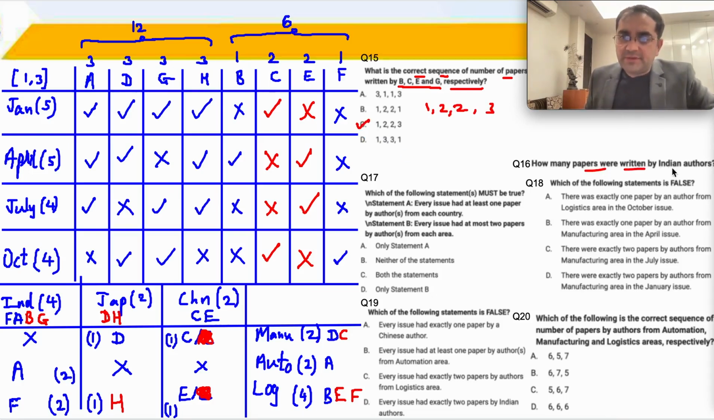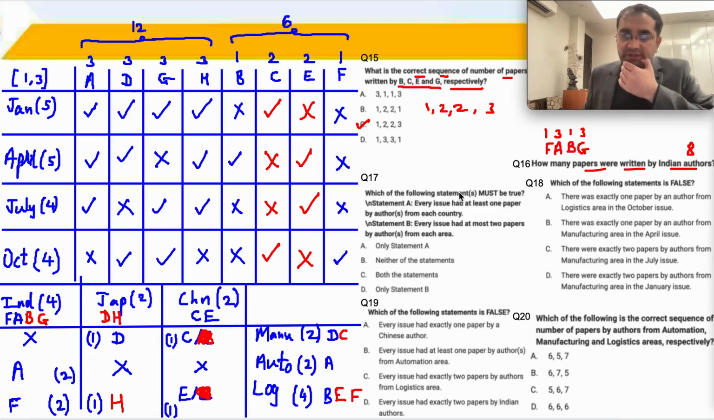How many papers were written by Indian authors? Who are the Indian authors? FABG. FABG. इन लोगों ने कितने articles लिखे? F1, A3, B1, G3. That's 3, 6, 7, 8. 8 is the right answer for question number 16.